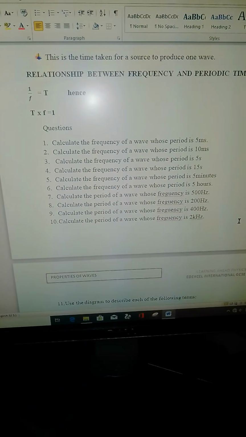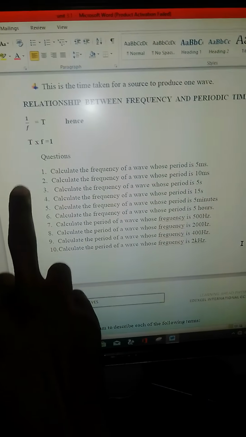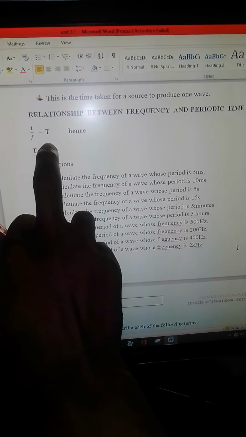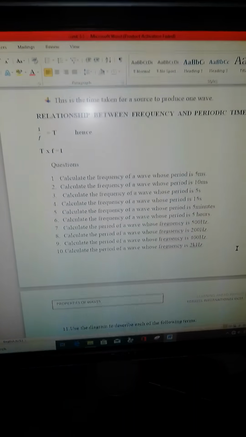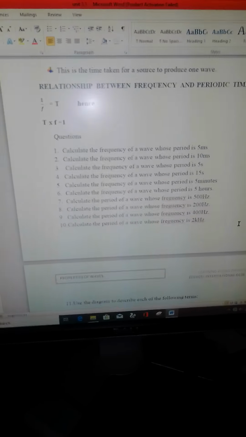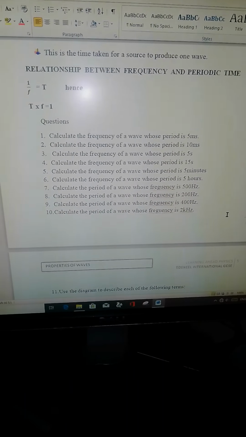Last time we reached the relationship between frequency and periodic time. We say that the inverse of frequency, 1 over f, is equivalent to periodic time T. Therefore, the product of T and f is equivalent to 1.